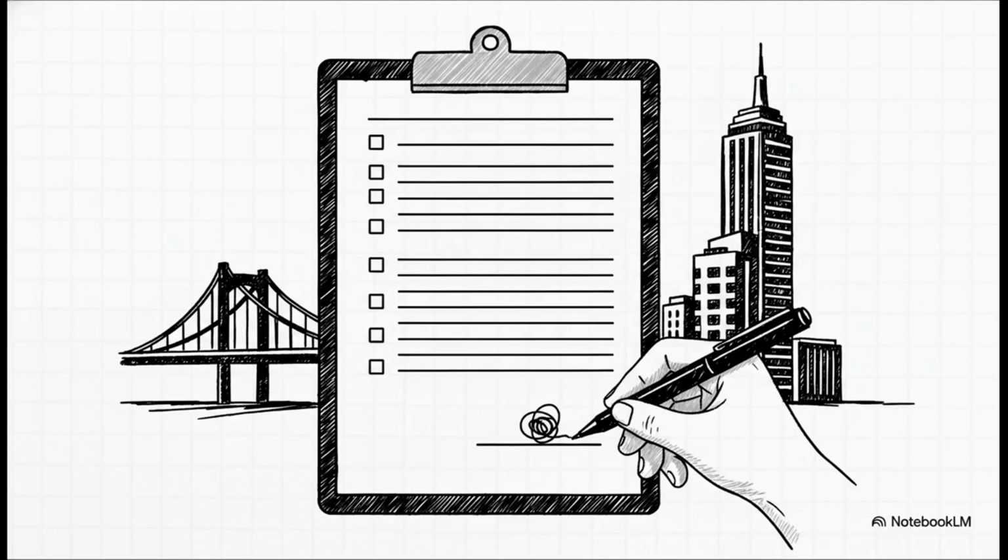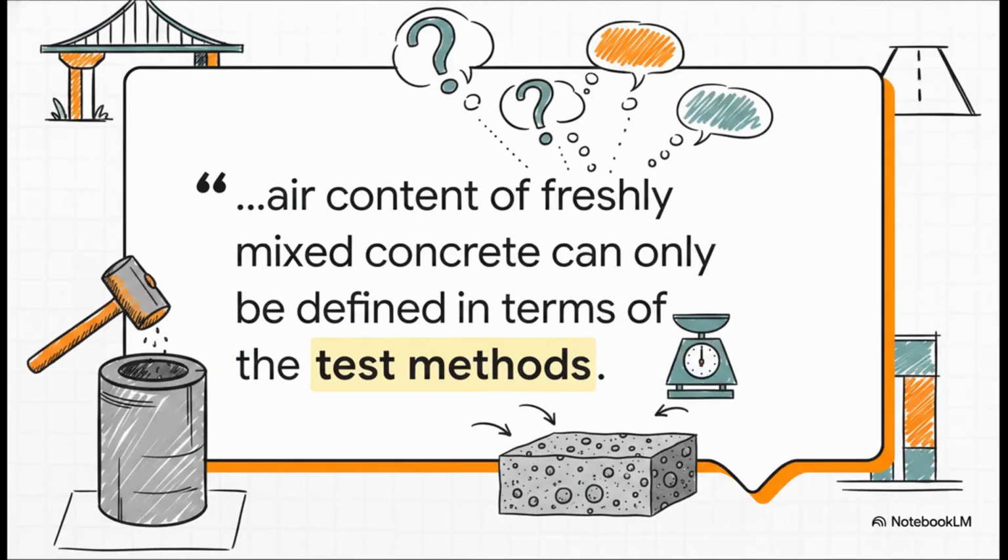It's a huge deal. I want to end with this fascinating, honestly, almost philosophical statement directly from the precision and bias section of the standard itself. It states, this test method has no bias because the air content of freshly mixed concrete can only be defined in terms of the test methods. Think about that for a second. The test is so fundamental to the material that engineering objectivity is literally defined by the very procedure we just performed. There is no true air content out there floating in the universe to compare it against.